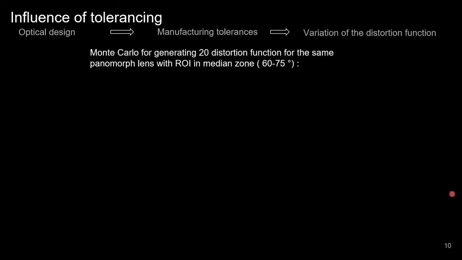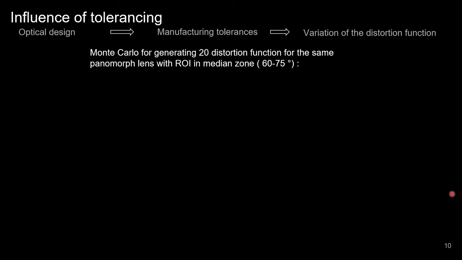Then, to better represent the optical system, we realized a second experiment to simulate possible variation in the distortion function due to manufacturing tolerances. Taking a median augmented lens as an example, we use its nominal distortion function and we randomly generate 20 functions using tolerances and Monte Carlo.